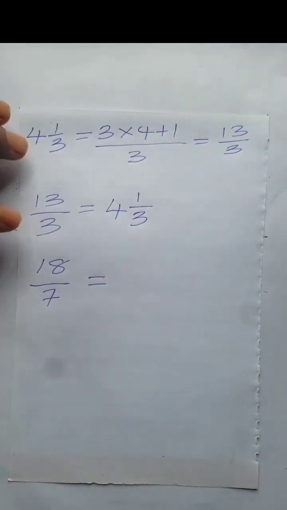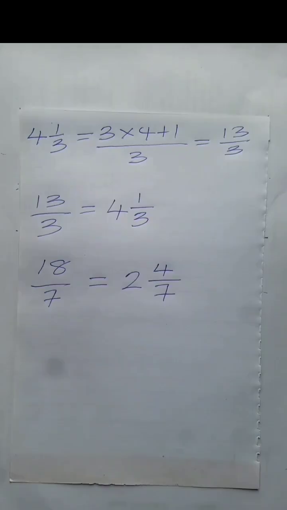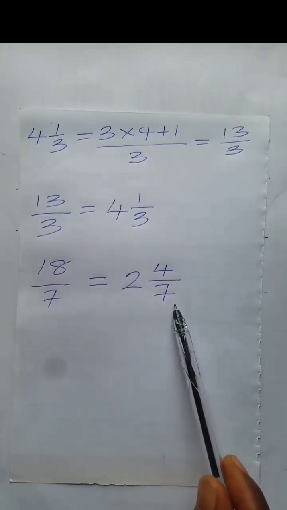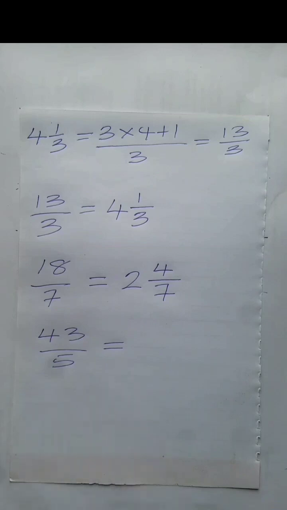What would that be? Please pause the video and get your answer. I'm sure that was your answer. 2 whole number 4 over 7. Please do the next one and drop the answer in the comment section for me.